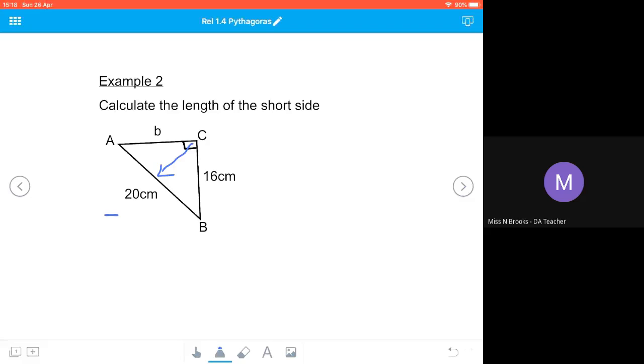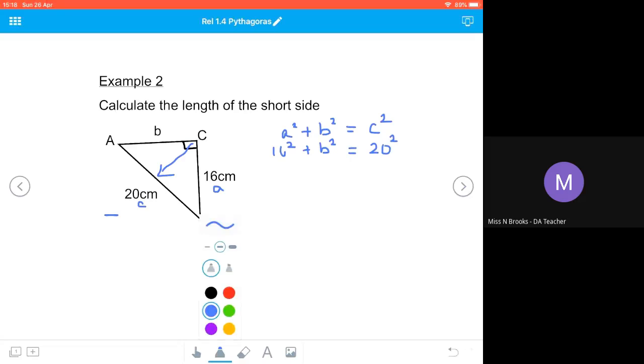So I'm going to write Pythagoras' theorem as a squared plus b squared equals c squared. Now, let's look at the triangle. Side A is opposite angle A, so that's my 16 centimeters. Side C is opposite my right angle, so that's my 20 centimeters. So I can substitute those values in. So I'm going to end up with 16 squared. I don't know what b is yet, so I'm going to leave that as b squared, and that equals 20 squared. Now I need to do some rearranging, so I need to take away 16 squared from both sides.